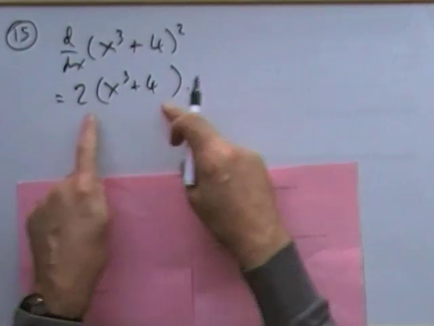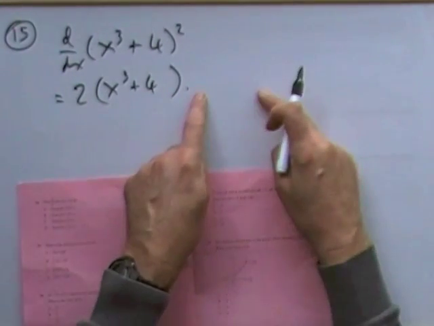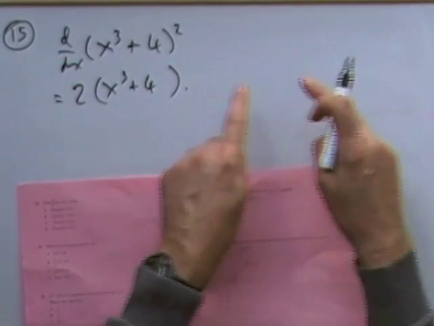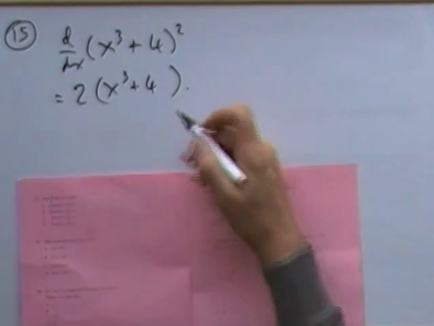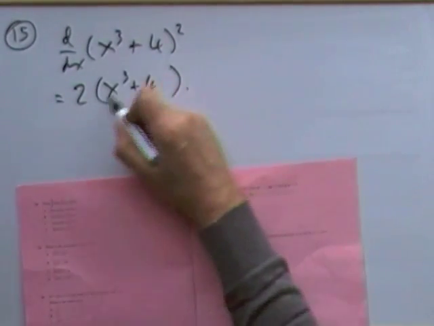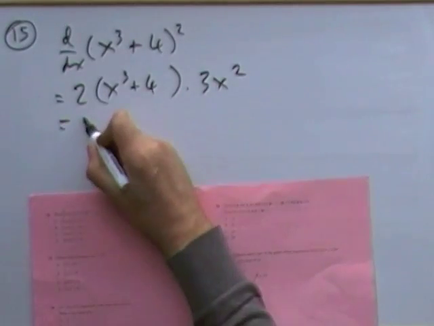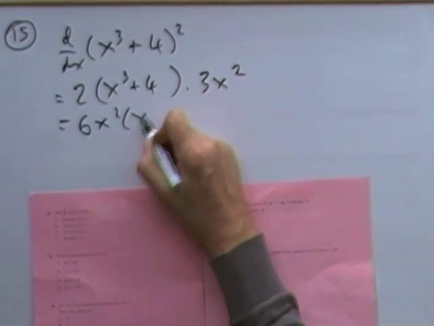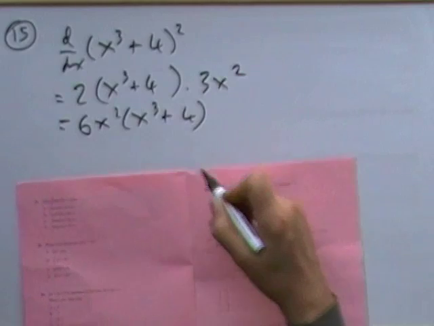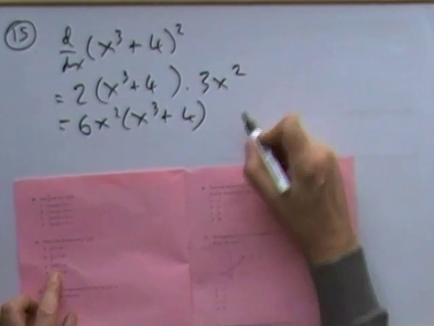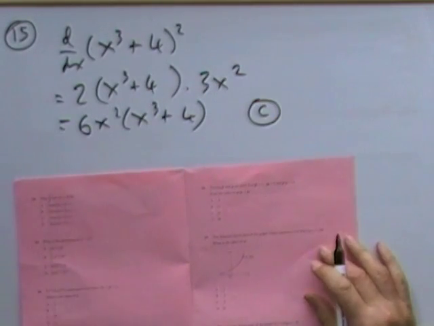And that's why they call it the chain rule, because if that had some other function in it, you could form a third link. So the derivative of the inside part is going to be just 3x squared. And then take those parts to the front. So that's going to be 6x squared times (x cubed plus 4), so that would be answer C.